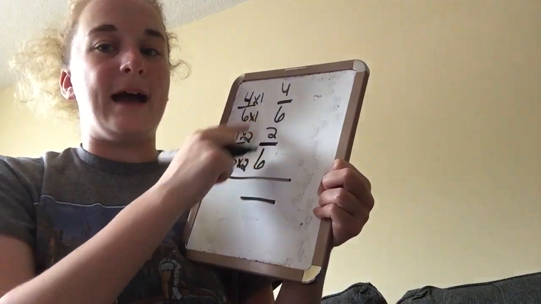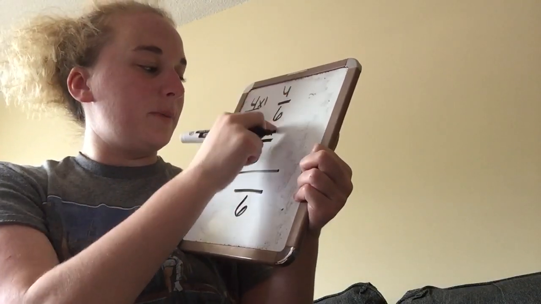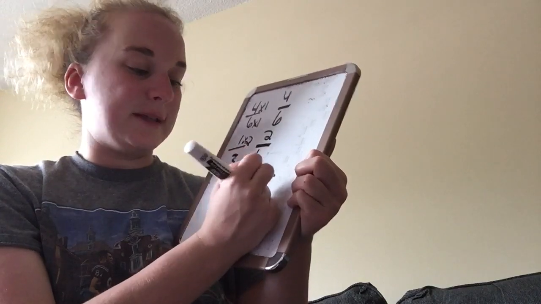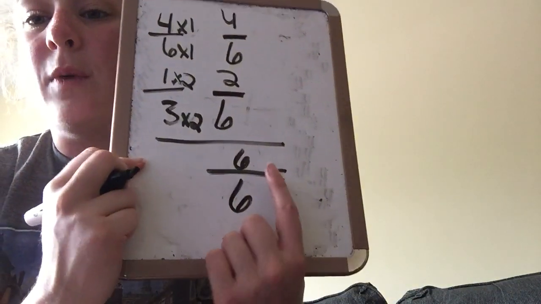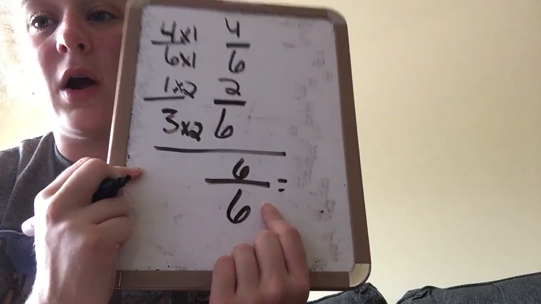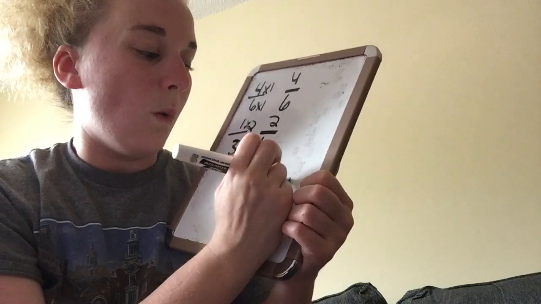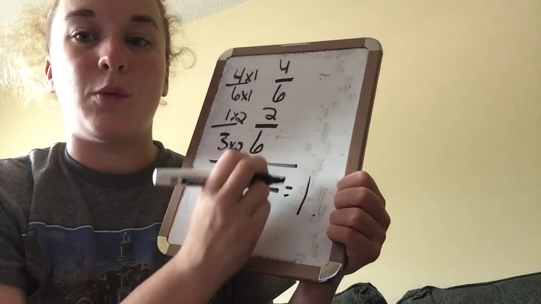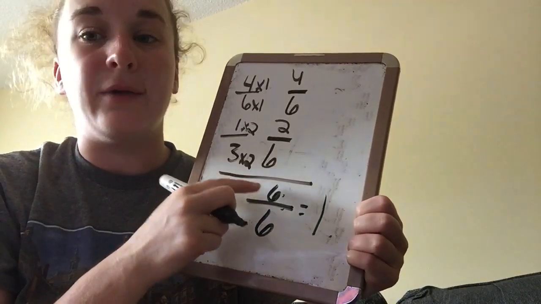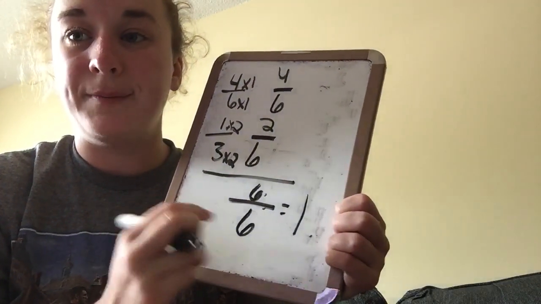Remember, we do not add denominators. It stays the same. So you have 6. 4 plus 2 is 6. So that gives me 6/6. Now, in this case, when the numerator and the denominator are the same, your simplified answer is 1, because 6 divided by 6 equals 1. So remember, if your numerator and your denominator are the same, you simplify it to 1.